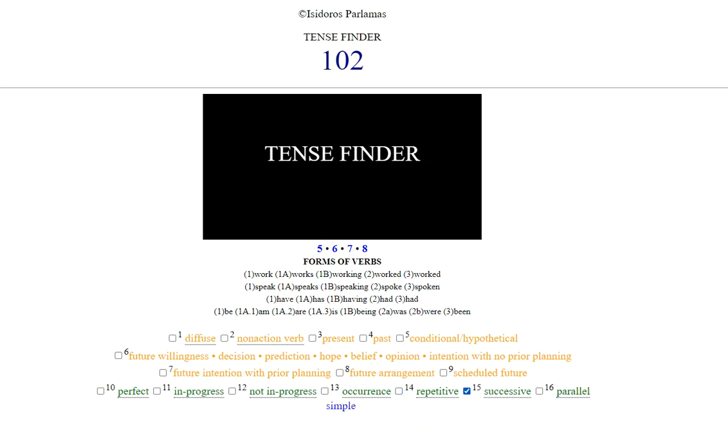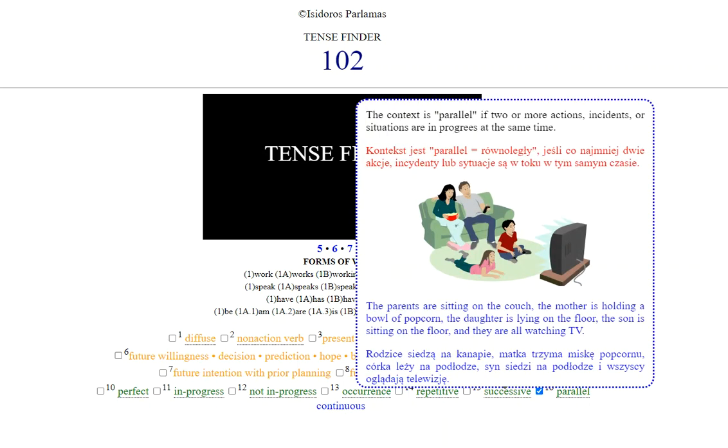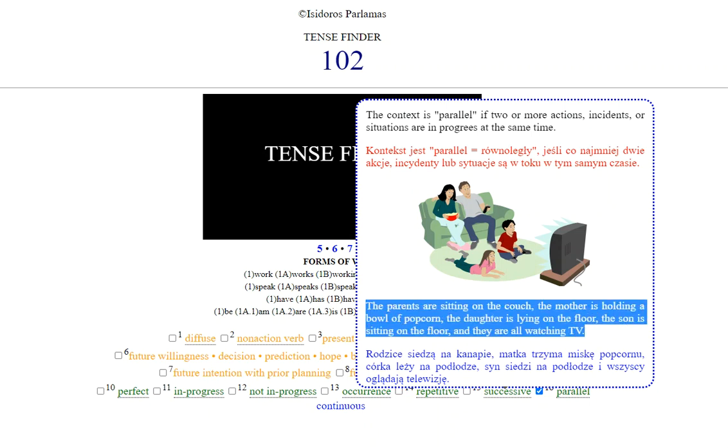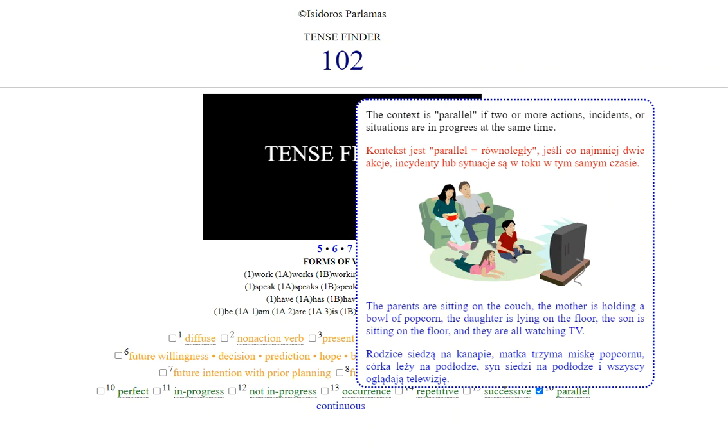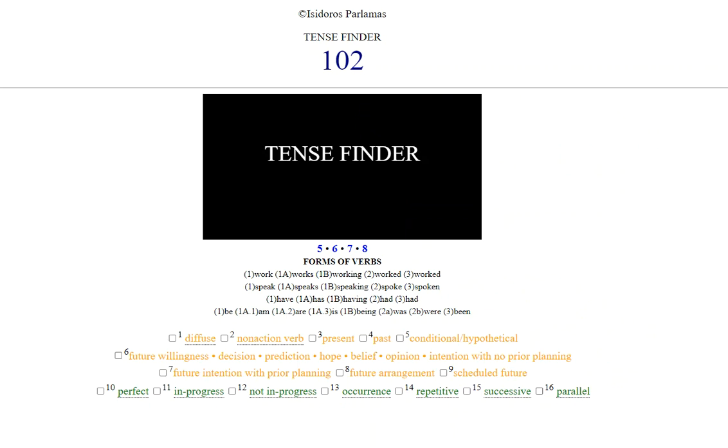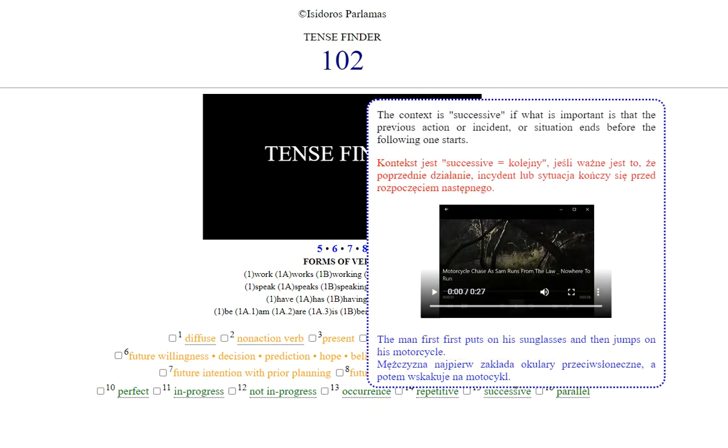successive is simple, and parallel is continuous, okay? Parallel is continuous. What is parallel? The context is parallel if 2 or more actions, incidents, or situations are in progress at the same time. And you can read all this here, and that's parallel, that's continuous. Now, what is successive? Successive is, the context is successive if what is important is that the previous action or incident or situation ends before the following one starts.